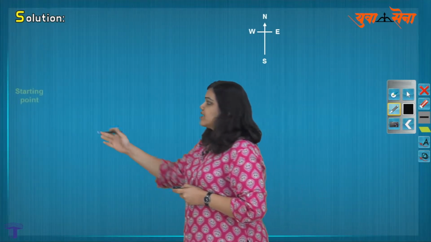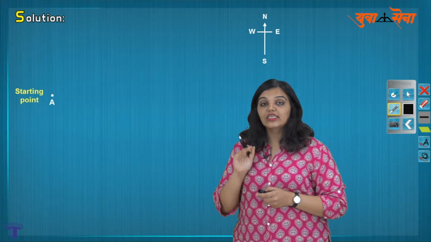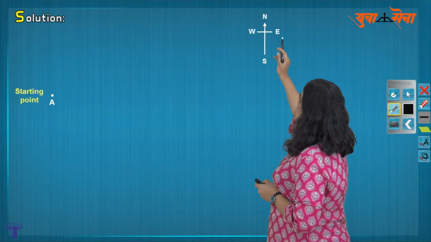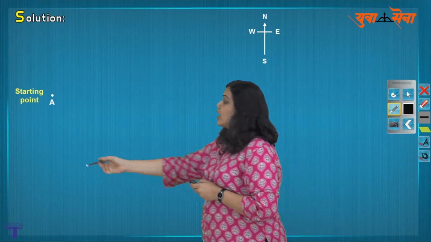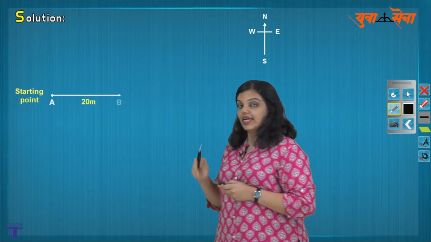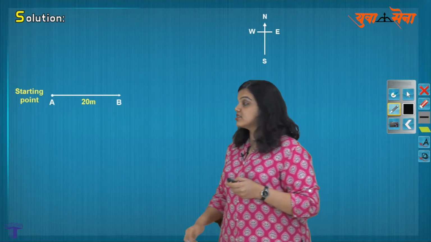So we begin with what we have been told. We have been told that there is some point at which Shalini starts walking, and we will call this starting point A. Now from this point A, she starts walking towards the east and she walks for 20 meters. So let's see, east is to the right, and therefore I will draw a line from A to the right, and she's walking for 20 meters to the east. So let me put 20 meters on the board.